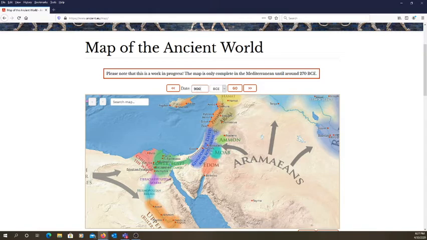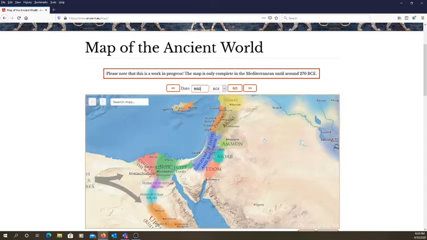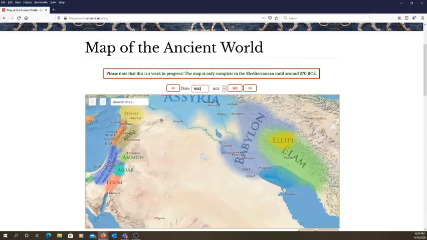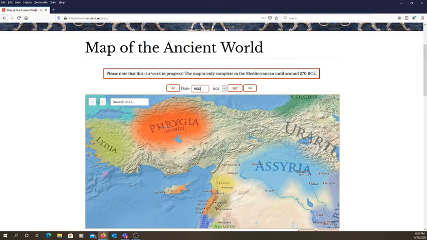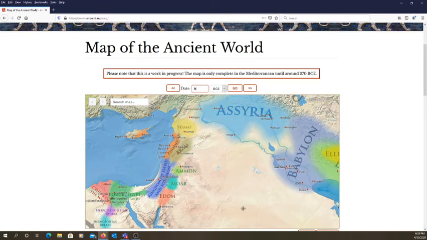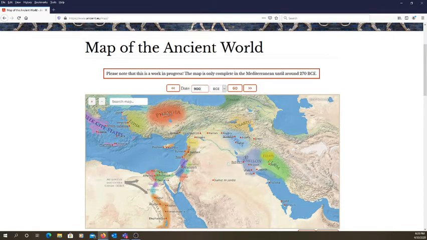Let's go to 900. Actually, we won't skip that far. Let's go 950. Upper Egypt, Lower Egypt. We're starting to see the beginning of the New Kingdom. The Assyrians here. Babylon is starting to become a major power again. The Greek city-states are located there. Let's back this into 900 BC. Assyria and Babylon are fighting, but Assyria is losing its ability to control the region.